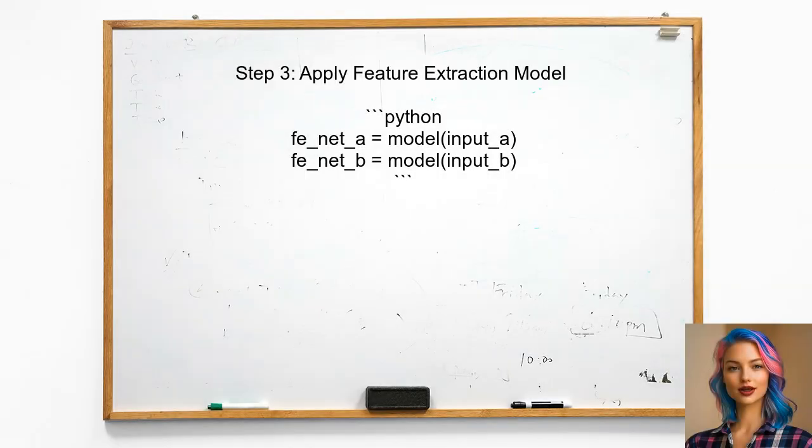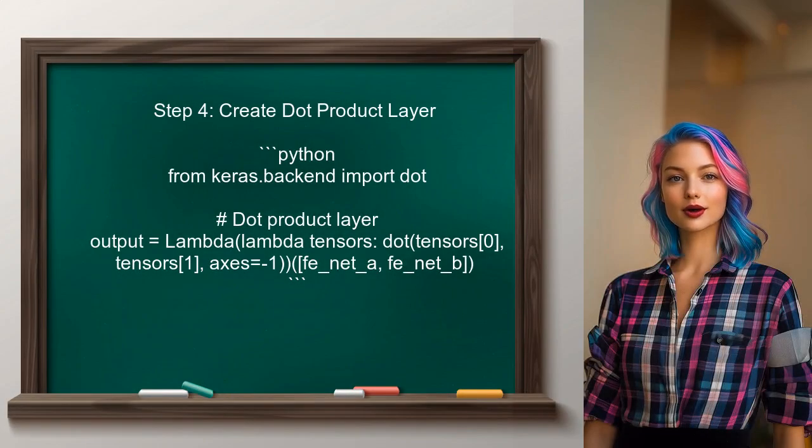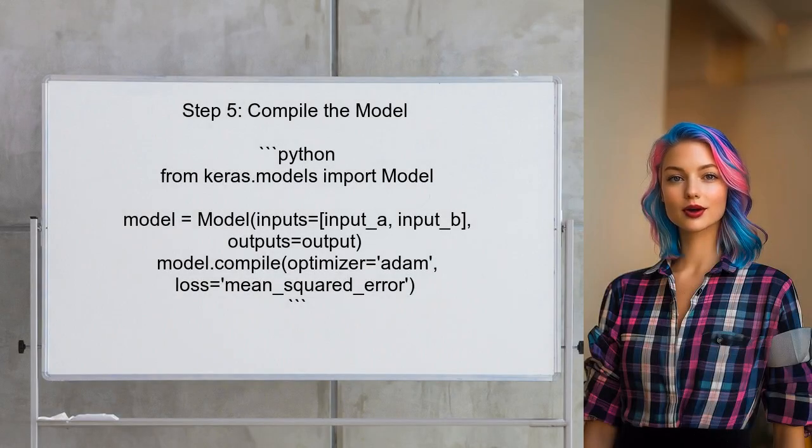After defining the inputs, the user should apply the feature extraction model to both inputs. This will generate the feature maps, which we will refer to as FeNet A and FeNet B. Now, the user can create the dot product layer using the lambda function. This layer will compute the dot product along the last axis of the feature maps. Finally, the user should compile the model with the appropriate loss function and optimizer. This will prepare the model for training.